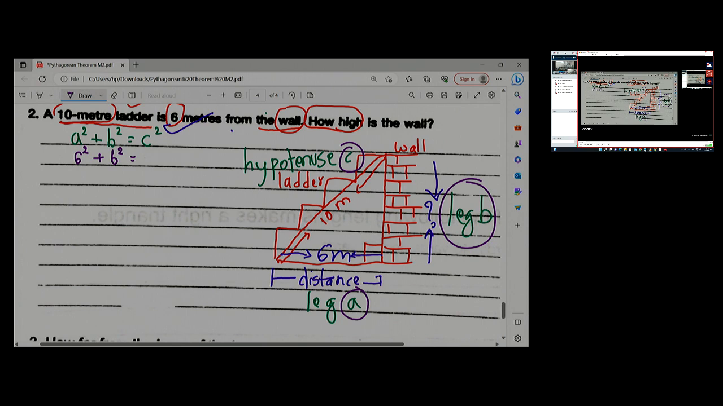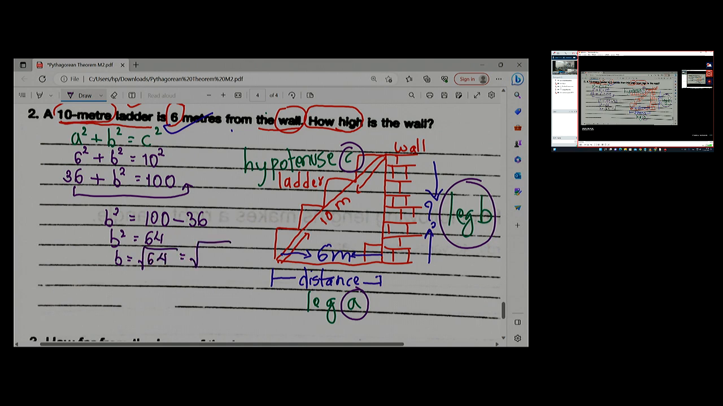How much is c? 10. Okay, we have 10 square. Now we write the squares of the number. 6 square is 36, and we don't know b square. 10 square is 100. So we move 36 to the right side. We get 100 minus 36. How much is it? 64, correct? Yes? So then we have b is root under 64.